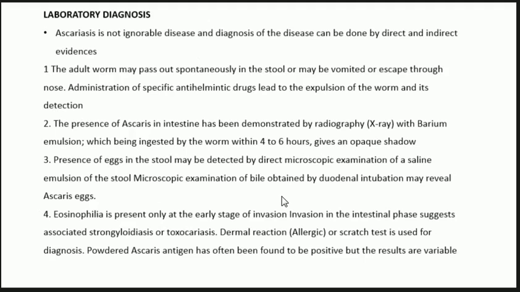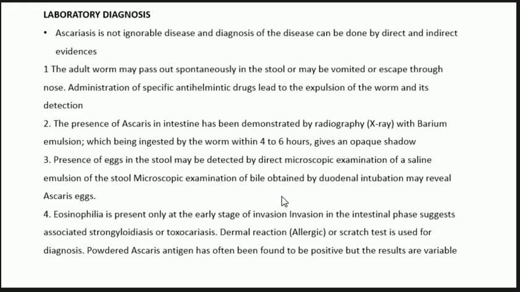Now, how to do the laboratory diagnosis of this particular parasite? In laboratory diagnosis, Ascaris is not an ignorable disease. Diagnosis of the disease can be done by direct or indirect evidences. So, what are these evidences?